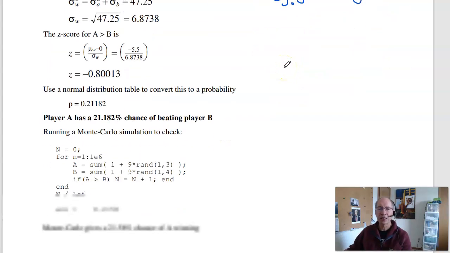Again, not asked for, but I can check. If I run a Monte Carlo simulation, I've got numbers between 1 and 10, so the spread is 9 offset by 1. Add up 3 to get A, or 4 to get B. Check, is A greater than B? Repeat 1 million times. A defeated B 21.58% of the time in this Monte Carlo run. My calculated odds were 21.18. Again, pretty consistent, so it's probably the right answer.